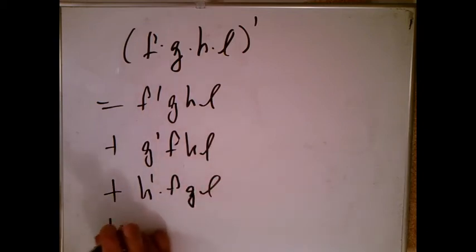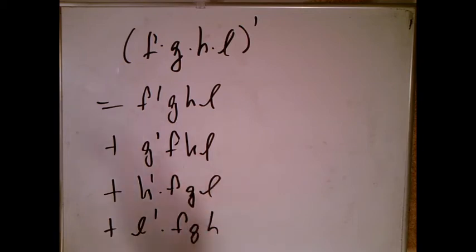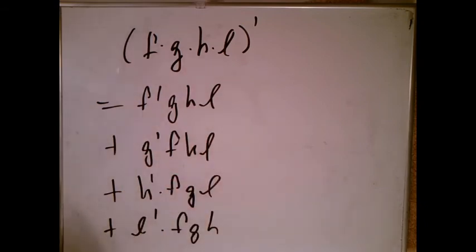FGL plus L prime FGH. Did they all get there? We did, right? So it's the derivative of the first times the other 3, plus the derivative of the second times the other 3, plus the derivative of the third times the other 3, plus the derivative of the fourth times the other 3. This is a pattern that we're going to be using a lot.